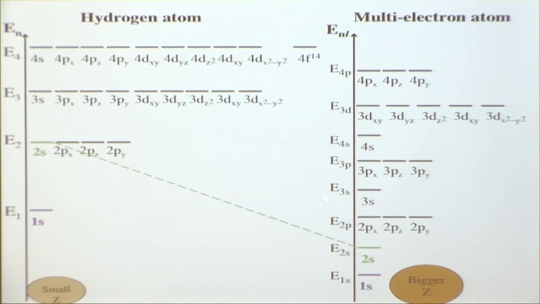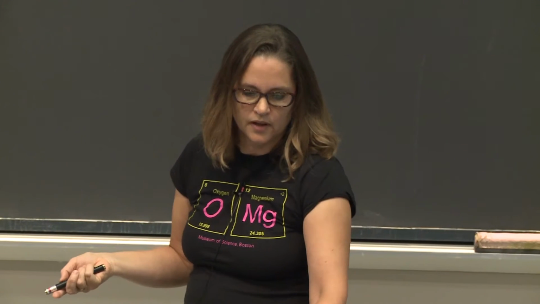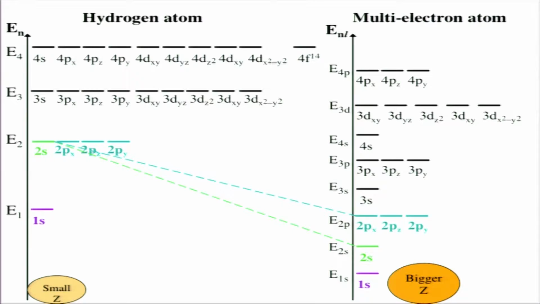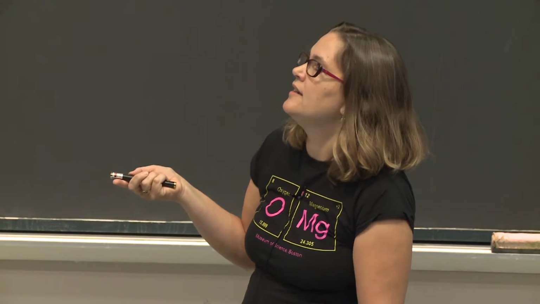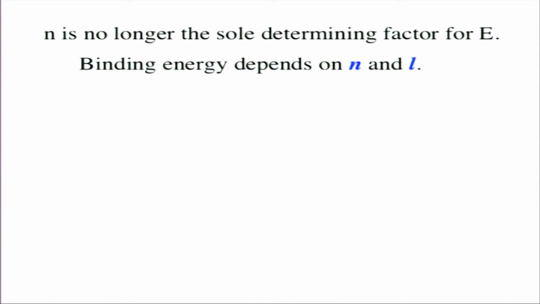And now, importantly, 2s and 2p are no longer degenerate with respect to each other in energy. So now the 2p system is higher in energy than the 1s, and so on. So we have 3s down here, and then the 3p's. So compared to hydrogen, in a multi-electron atom, n is not the sole determinant of what the energy levels are. Now, instead of just n, we have n and l.